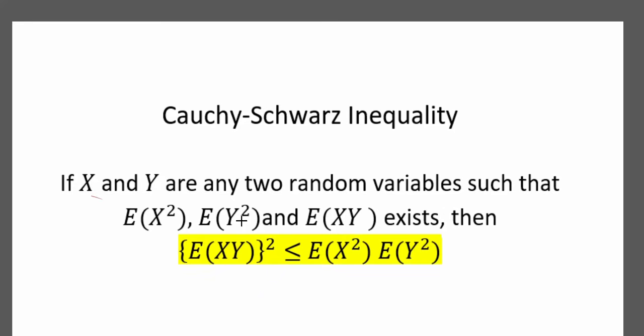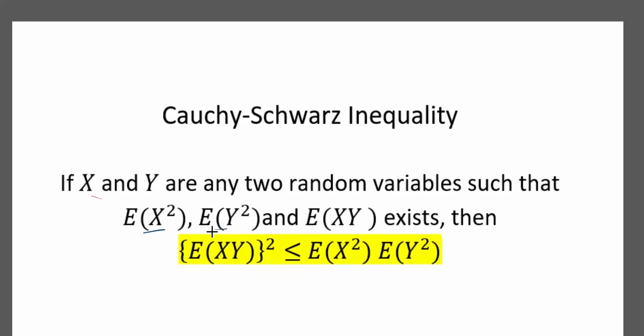First, the condition of existence of the expected value of X square, Y square and XY is mandatory for us. If it exists, then the values are not equal to infinity. So that's going to be the statement. So E of XY the whole square is less than or equal to E of X square into E of Y square.